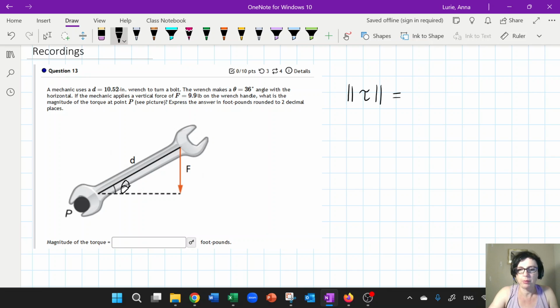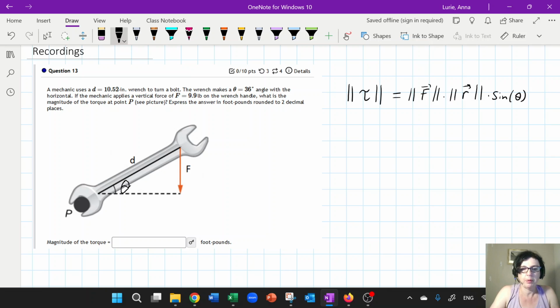So the formula for the magnitude of the torque is equal to the magnitude of the force multiplied by the magnitude of the distance from the point where the force is applied to the point where the object is rotated, and then multiplying by sine of the angle between them, so the angle between F and R.